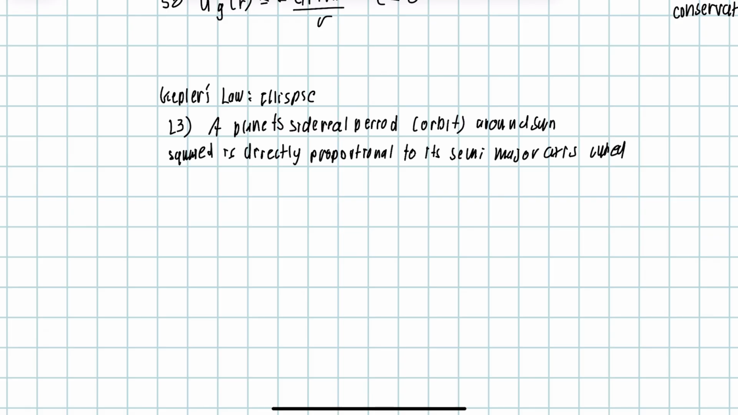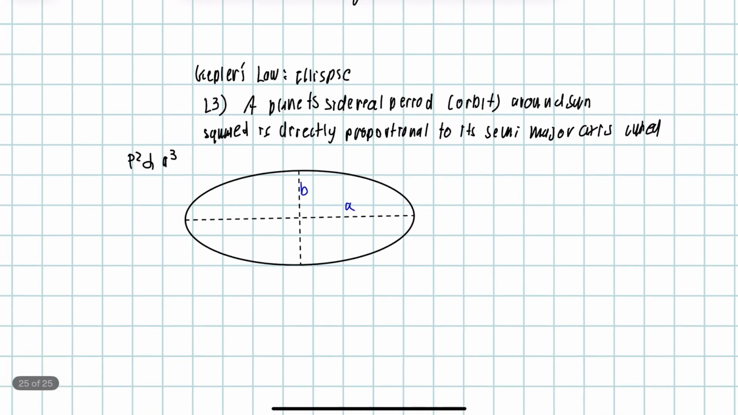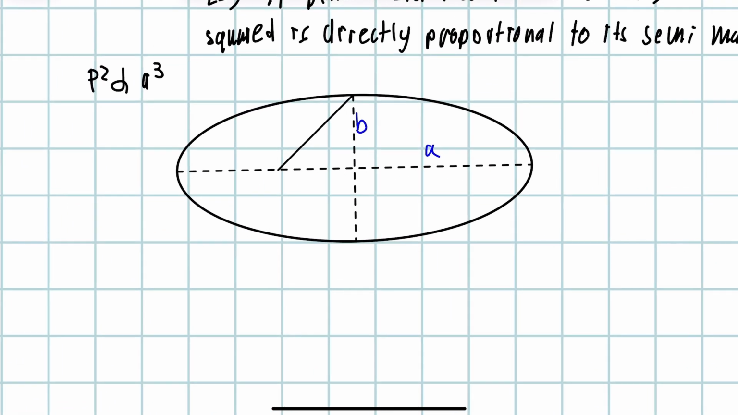So we can draw a diagram of this. But first, P squared is proportional to a cubed. So now we can draw an ellipse, and we can split it into its major axis and then the minor axis, and this is going to be length A, and this is going to be length e. So then we can draw a right triangle right here. After we draw this right triangle, we can put the sun right here. This is going to be the sun. And then this is going to be F.